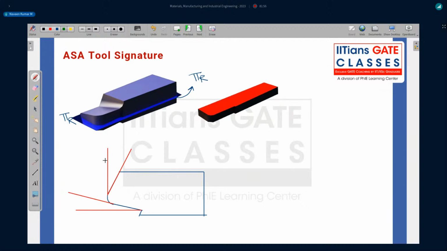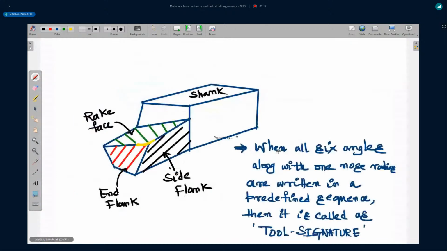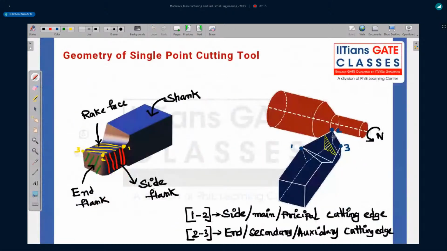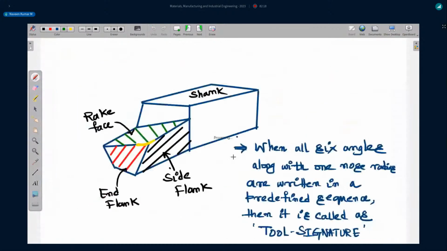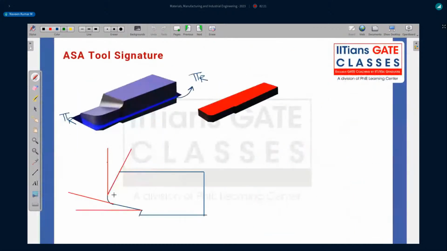And what are the angles? This is your main cutting edge, this is your end cutting edge, and this is your side cutting edge. Sorry, this is your end cutting edge, this is your main cutting edge. So we have seen that already. Don't get confused: the first one is side, and this is end, right? Side cutting edge angle is represented by CE. End cutting edge angle is represented by CS.